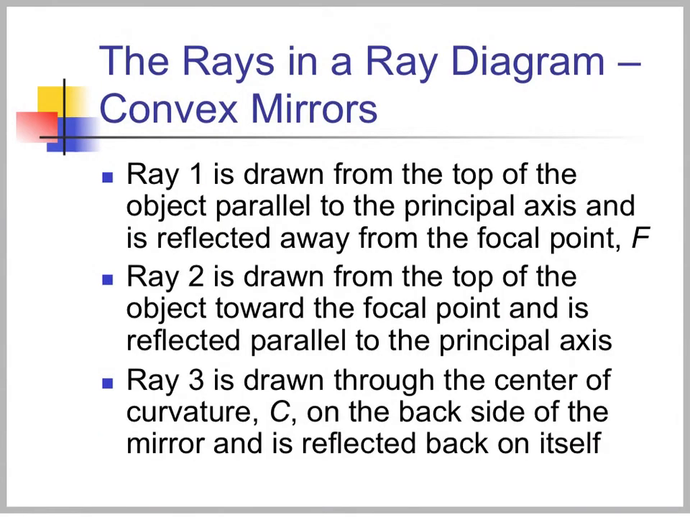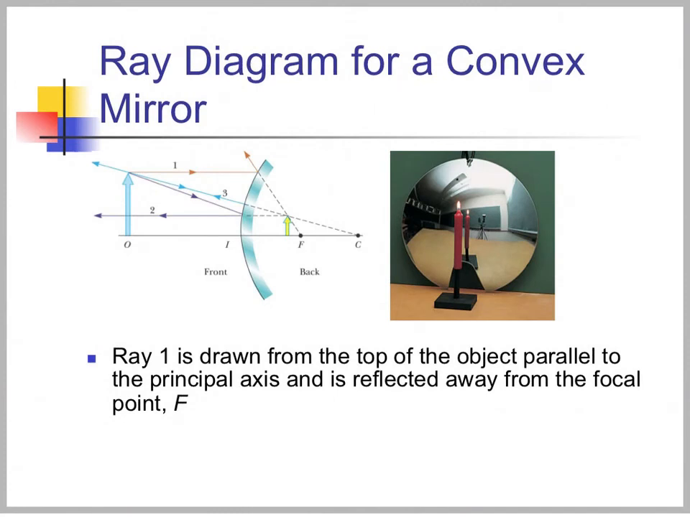Now, for a convex mirror, ray 1 is going to be drawn from the top of the object parallel to the principal axis and is reflected away from the focal point. Ray 2 is drawn from the top of the object toward the focal point and is reflected parallel to the principal axis. And ray 3 is drawn through the center of curvature on the back side of the mirror and reflected back on itself. So again, we can look at this convex mirror.